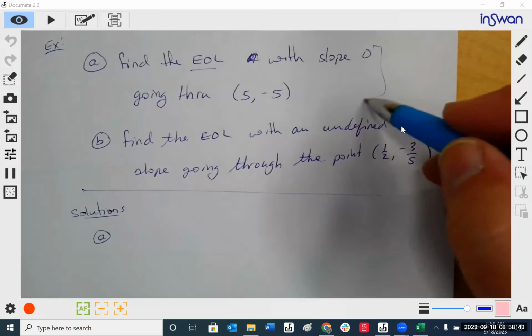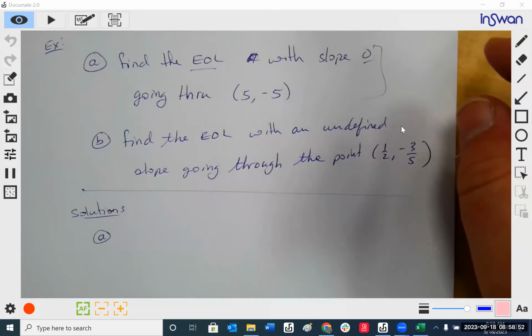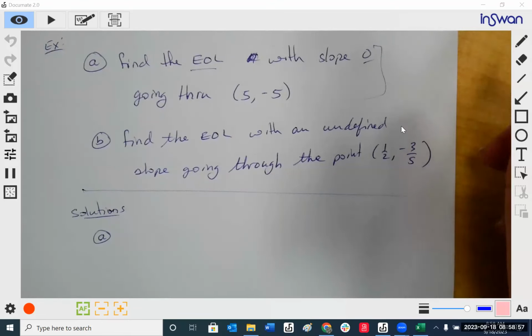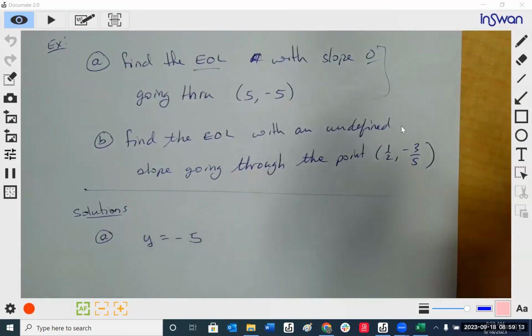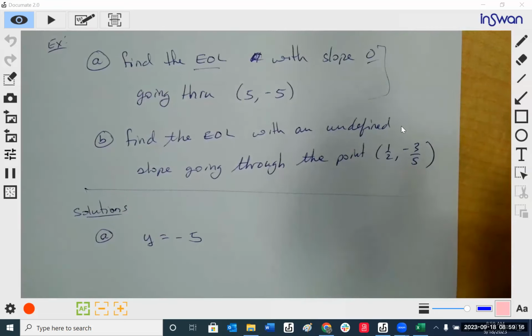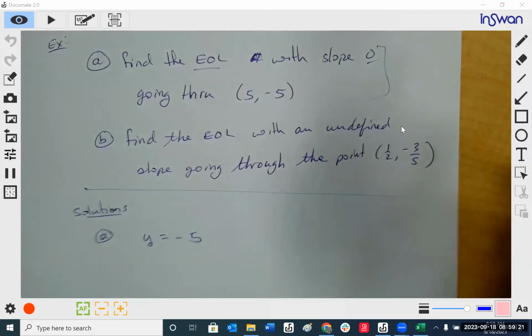So what do we know about the first equation? What's the slope? The slope is 0. What does the slope 0 look like? It's a horizontal line. So if it's a horizontal line, what's the equation of the line? It's in your notes. I just wrote them up there. That's the equation of the line with slope 0. Since it's horizontal, there is no x value. So it's y equals negative 5.